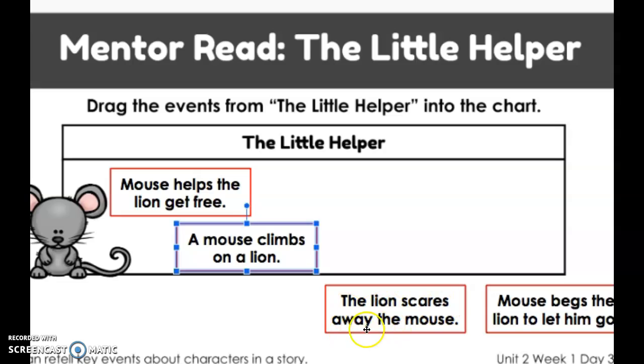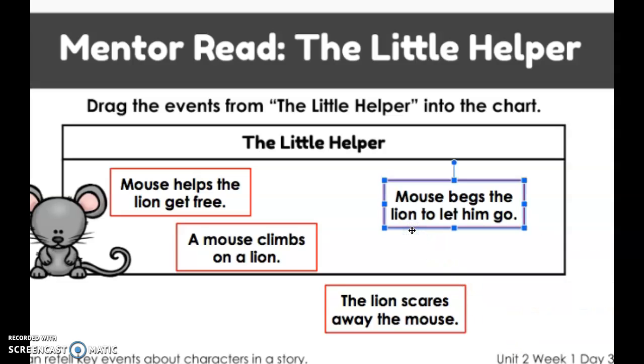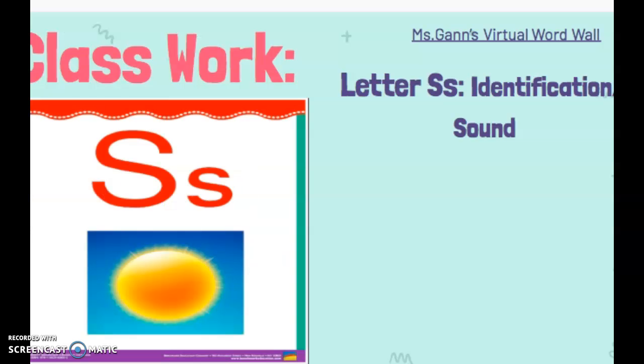The lion scares away the mouse. So that didn't really happen in our story because the lion let the mouse go. But the mouse did beg for the lion to let him go after he caught him. So those are the three things that describe what happened to the mouse in our story. When we do our independent work, Miss Gann's going to explain what you're going to do about the lion.